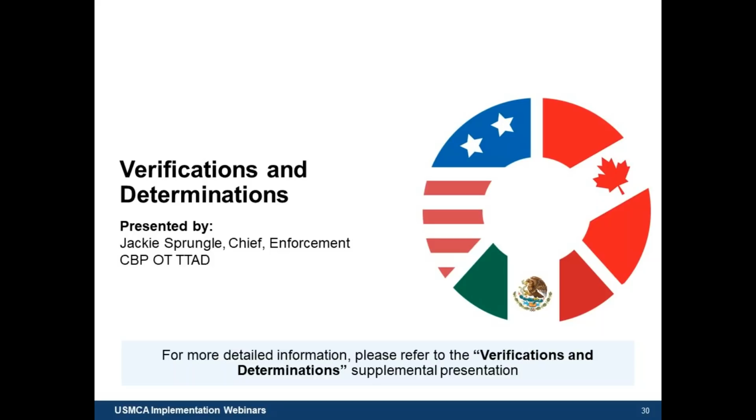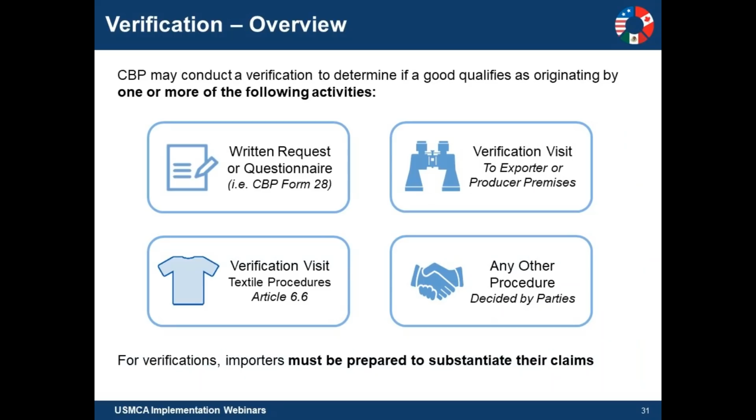Thank you. Hello, everyone. My name is Jacqueline Sprungle, and I serve as the Branch Chief for Enforcement within CBP's Office of Trade, Textile and Trade Agreements Division. Nearly all of today's presentation comes from USMCA Chapter 5, Origin Procedures. Although we will talk briefly about verification site visits, today's presentation and the supplemental materials will focus mainly on the processes related to written verifications.